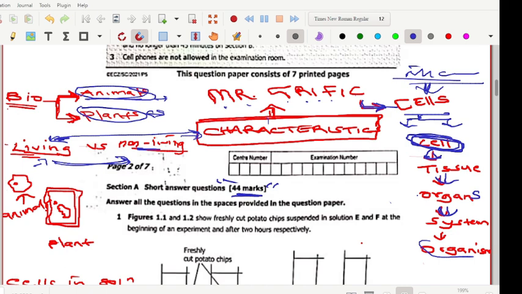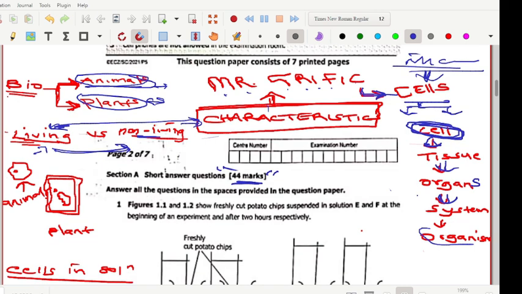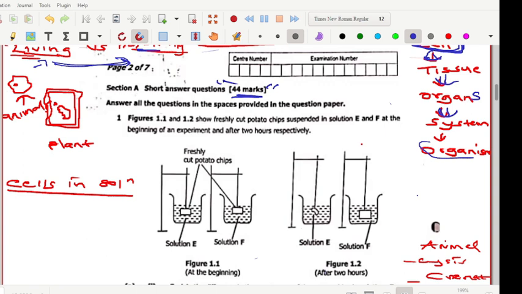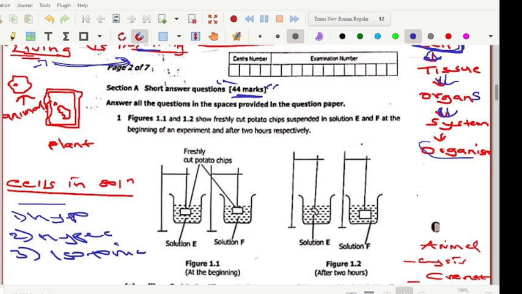Then from there, what happens to cells if you put them in different solutions? Because there are different solutions: hypotonic, hypertonic, and there is also isotonic. You need to understand what happens when you put a plant cell or animal cell in a hypertonic solution, and you need to understand what these solutions themselves are.